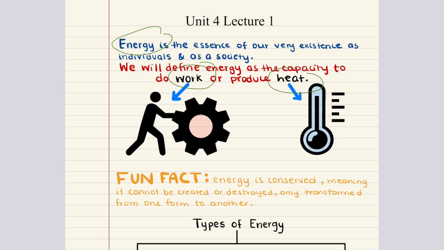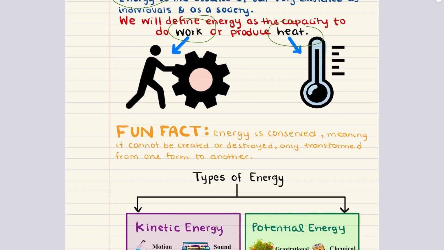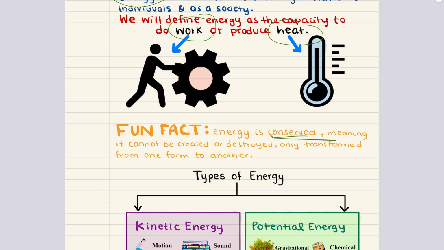One of the most important characteristics of energy is that it is conserved. The law of conservation of energy states that energy can be converted from one form to another, but it can be neither created nor destroyed. That is, the energy of the universe is constant.